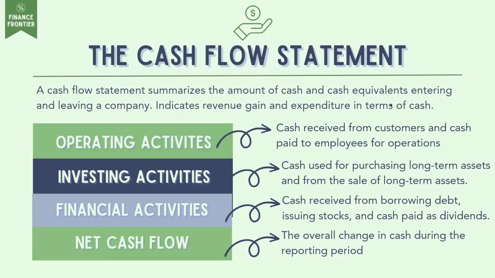Firstly, we have operating activities, which is basically the cash received from customers as well as the cash paid to employees for operations. Next, we have investing activities, which is basically the cash used for purchasing long-term assets as well as from the sale of these long-term assets that are existing within the company. Then we also have financial activities, which is basically the cash received from borrowing debt, issuing stocks, and cash paid as dividends. The product of all of this is the net cash flow, which is basically the overall change in cash during the reporting period, or the specific period of time that the investor is studying.